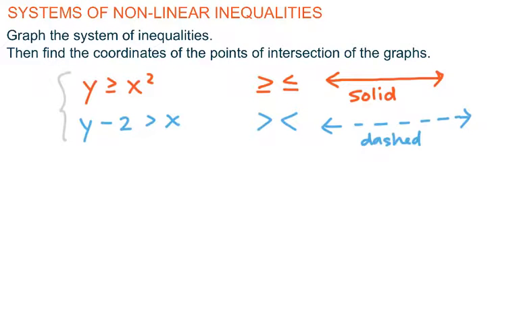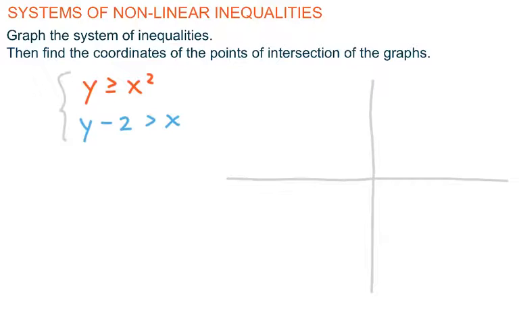Okay, so greater than or equal to means we can be touching the solid line. Just a greater than means we can go right up to that boundary but never touch it, and we indicate that with a dashed line. So now let's look at creating these two graphs as well as finding the points where this parabola intersects with this line.